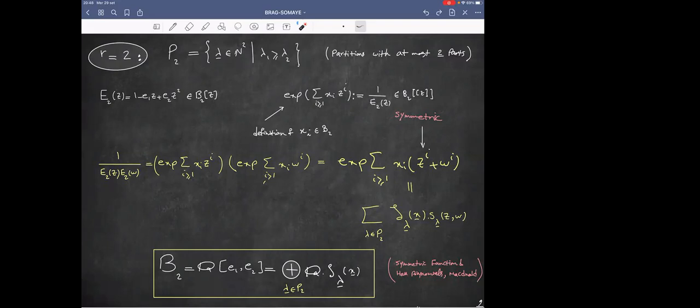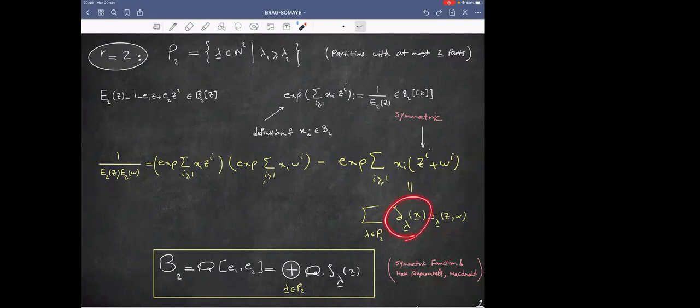Okay, by this definition, we can write 1 over E(z)E(w) as the multiplication of these exponentials, and using the property of exponentials, we can write it as the exponential of the sum of x_i (z^i plus w^i). But z^i plus w^i is symmetric in z and w, so since we know that Schur polynomials form a basis for symmetric functions, this expansion can be written as a linear combination of Schur polynomials, and the coefficients we denote by calligraphic S lambda of x, again called Schur polynomials, where lambda ranges over the partitions of length at most R.